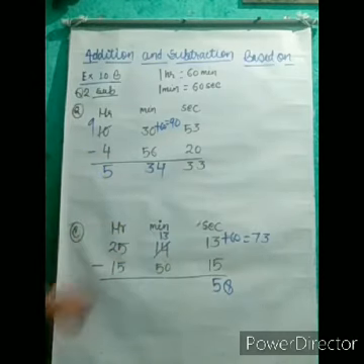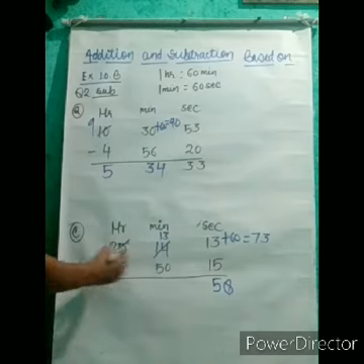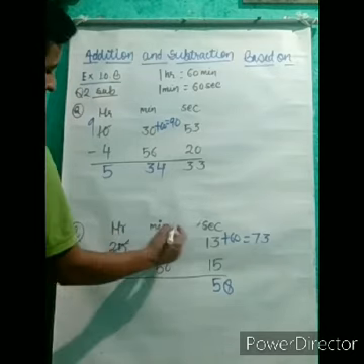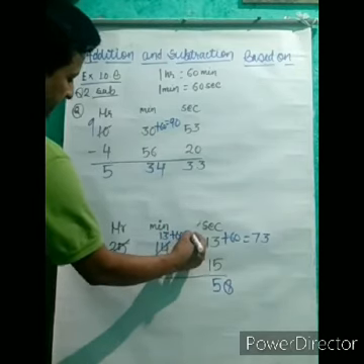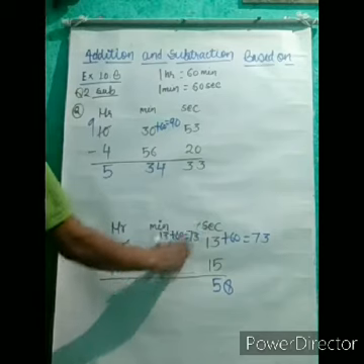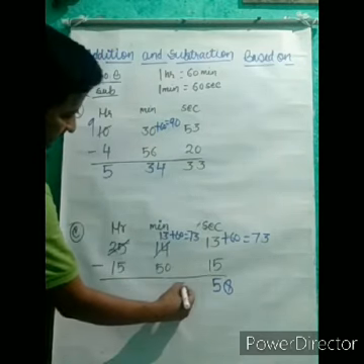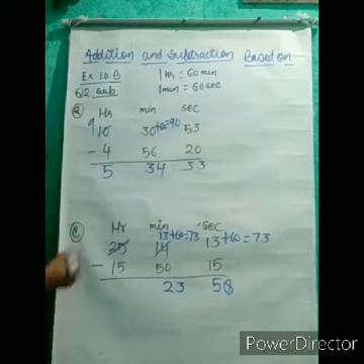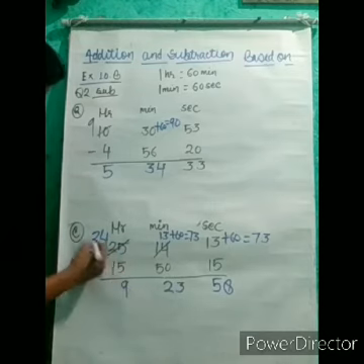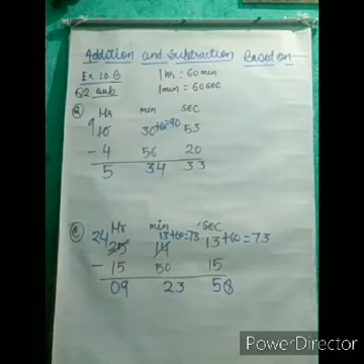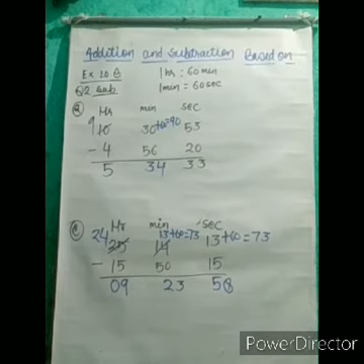Now from 13 we cannot subtract 15. So from here you will take 1 hour borrow. 1 hour means 60 minutes. So the total will become 73. From 73 you can subtract 50. 3 and here 23. Here we left 24. From 24 you can subtract 15. 14 minus 5, 9 and here 0. So like this you can do other parts. In the next video we will discuss the next exercise. Thank you.